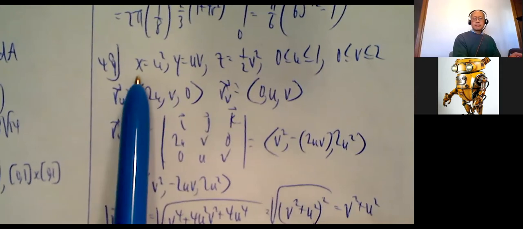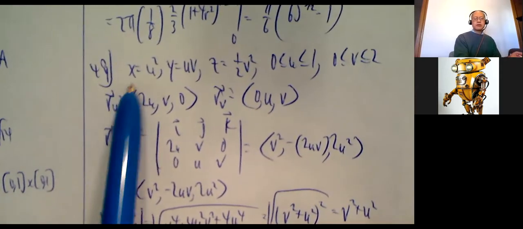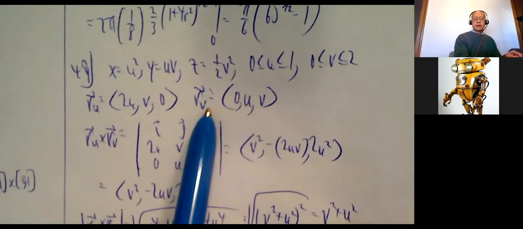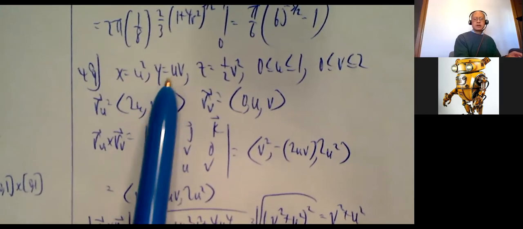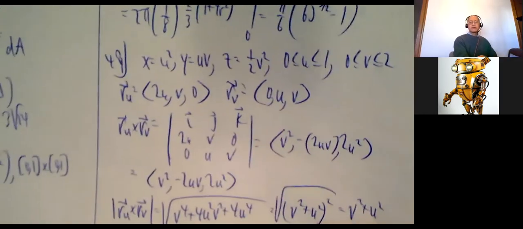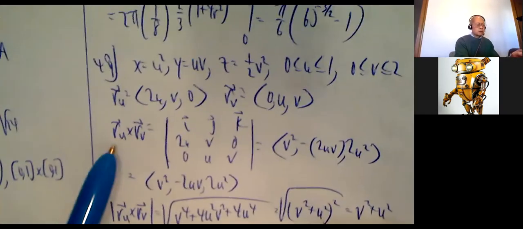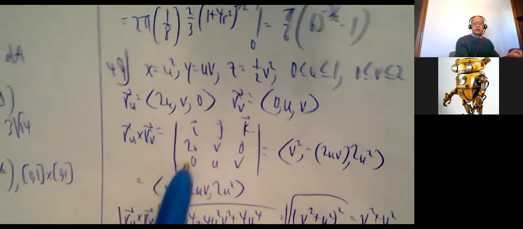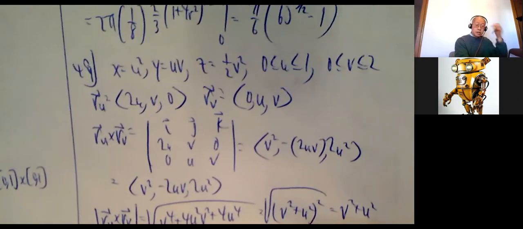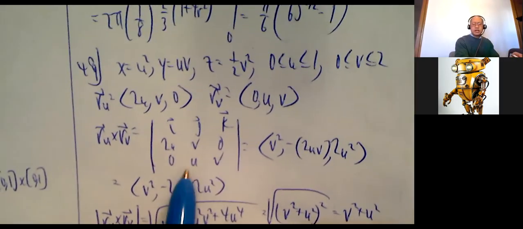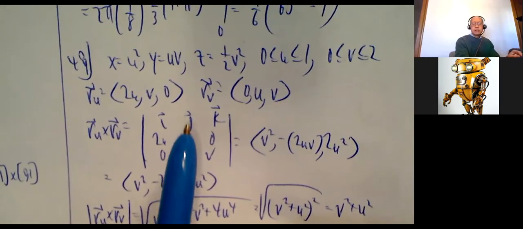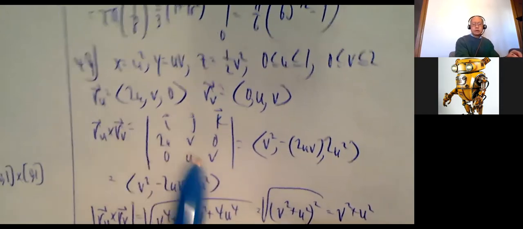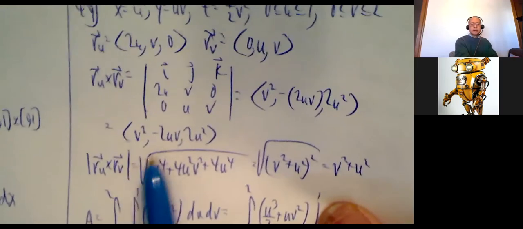Okay, so I need r sub u, differentiate with respect to u: 2u, v, nothing. Differentiate with respect to v: nothing, u, v. Take the cross product, r_u cross r_v. i, j, k, 2u, v, 0, 0, u, v. i component, that minus that, v squared minus nothing. j component is the opposite of 2u v minus nothing. k component, 2u squared minus nothing. Okay. So we have this.